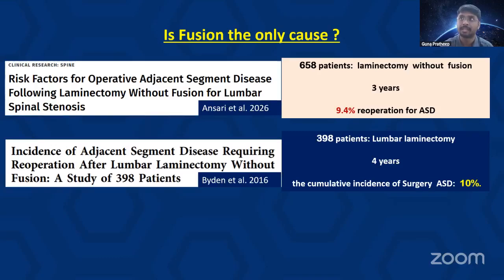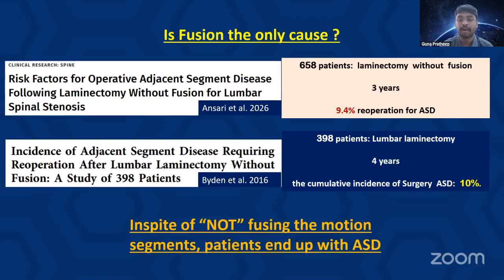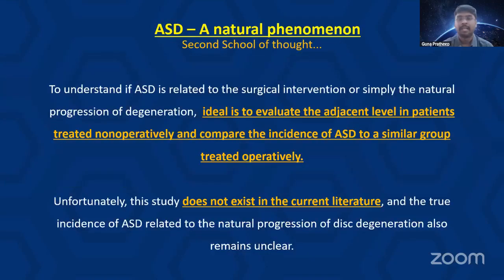A lot of research is still going on in this topic, and in spite of not fusing the motion segment, patients end up with ASD. So still the dilemma is, is surgical intervention really a trigger factor for ASD? To answer this, there are a lot of studies quoting that ASD is a natural phenomenon. It is a natural process of the Kirkcaldy-Willis degenerative cascade, so surgical intervention has less to do with it. However, till date, we don't have any ideal studies comparing patients treated non-operatively or operatively to give us a clear-cut idea and conclusion on this topic. And this still remains unclear.